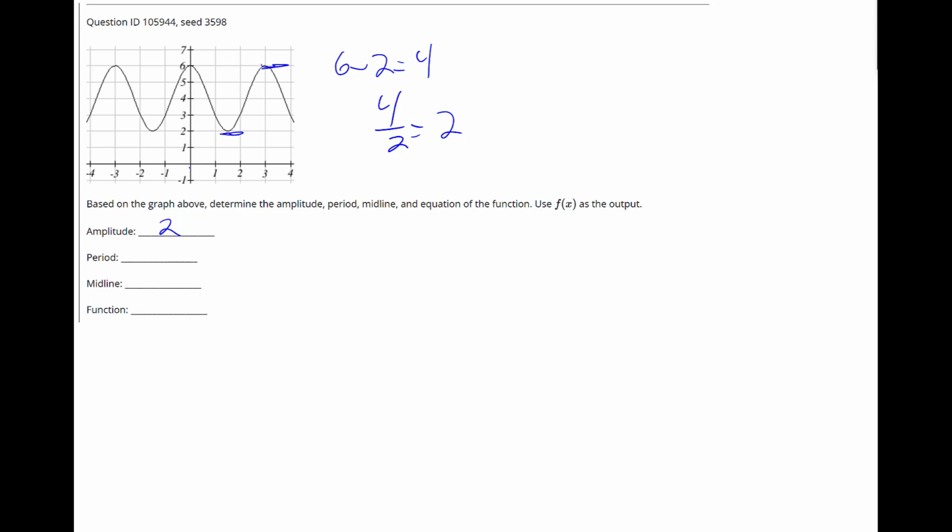Our period, look at one full cycle. There's a peak there. There's a peak there. So the period is 3 pi. There's just 3, excuse me. Now 2 pi over b equals the period, which is 3. So b over 2 pi equals 1 over 3. So b equals 2 pi over 3.